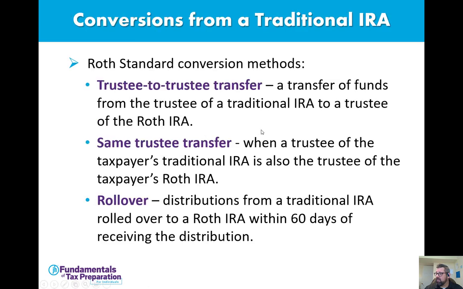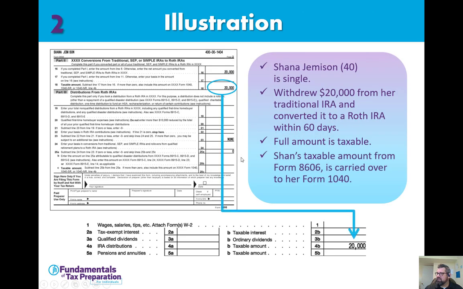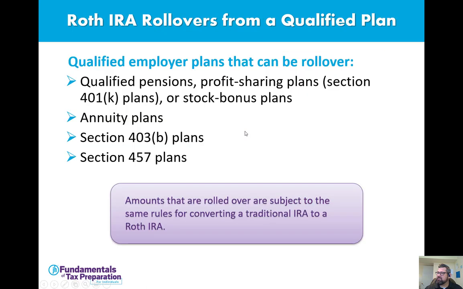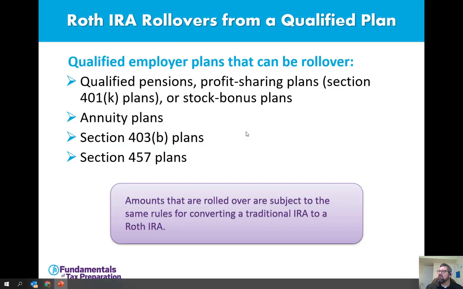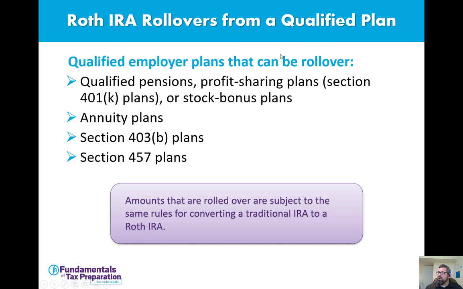All right, so then there's some other conversion methods listed here. I'm not going to go into those because I need to get to stuff that is more applicable for actually filing a tax return. This just shows what's happening on the 1040 and the Form 8606, but that's all handled by Profiler. Okay, so Roth IRA rollovers from a qualified plan. These are the types of qualified plans you can roll into a Roth IRA.